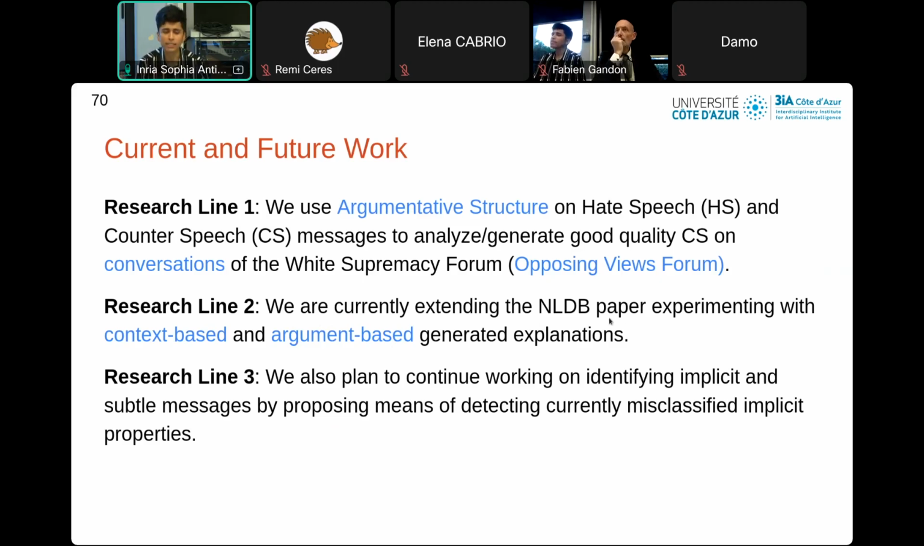Then we are currently extending the NLDB paper, experimenting with context-based and argument-based generated explanations. For the moment, we were experimenting with zero shot, few shot, and fine-tuning. We wanted to discuss, similar to the counter speech part, what happens if we use an argument-based or a context-based generation, for example, adding not only the label and the probability, but something else like the most relevant tokens or information from the detector. And also, we plan to continue working on identifying implicit and subtle messages by proposing different means of detecting the misclassified implicit properties that we mentioned before.